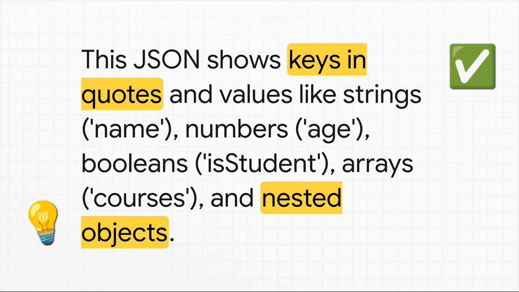And here's what that looks like in the real world. See? It perfectly follows all those rules we just talked about. You've got the curly braces on the outside, all the keys like name and age are strings in double quotes, and look at the values. We've got a string for the name, a number for the age, a boolean for is student, an array for the list of courses, and even a whole nested object for the address. It's so simple, but you can build incredibly complex things with it.